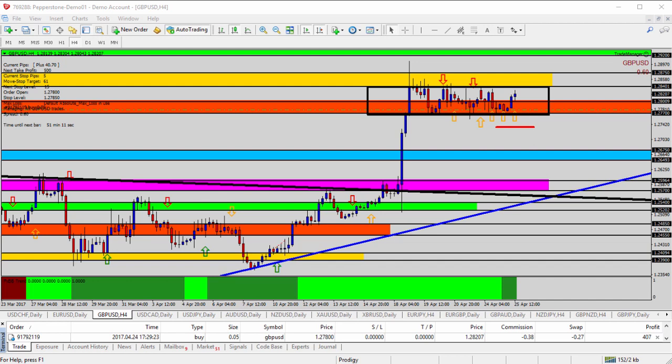Here on the GBP/USD, we notice up here at the top right hand corner of the chart that the market's been in a period of ranging and congestion between the orange shaded area, 1.2770, 1.2800, and the yellow shaded area, 1.2840, 1.2875. Just been bouncing around in here for a few days now. This is the 4-hour time frame.